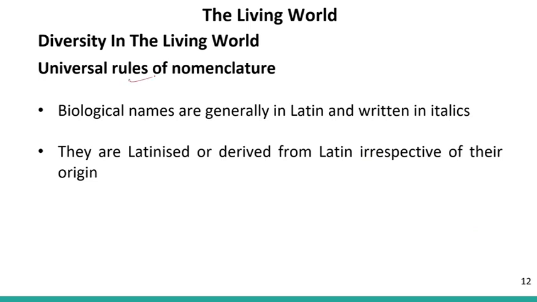Now, universal rules of nomenclature. What are the guidelines of the nomenclature? First, biological names or scientific names are generally in Latin, and they are written in italics, meaning they will be a little bit tilted. You have to remember this: English is not used, Latin is used. Why? Because Latin is a dead language now. The meaning of the words remains the same, so this language is not evolving. Other languages are evolving and the meaning of a word changes. That's why Latin is used. The meaning of a word doesn't change over the years.